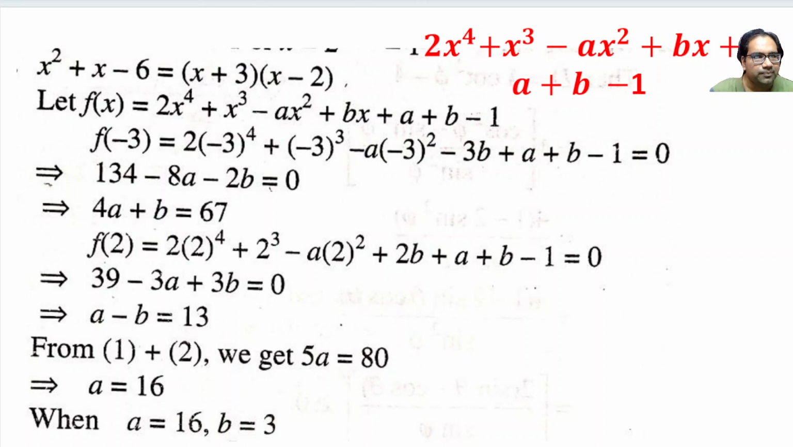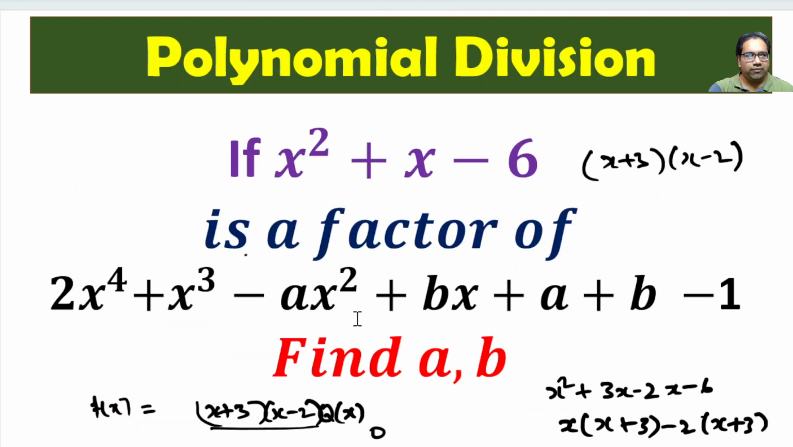Very simple expression. When a polynomial is a factor of another polynomial, that means whenever this polynomial is 0, obviously this is also 0. Very simple, right? When this is 0, obviously this is also 0, because this one is actually a product of this and something else. As simple as this, very, very basic problem.